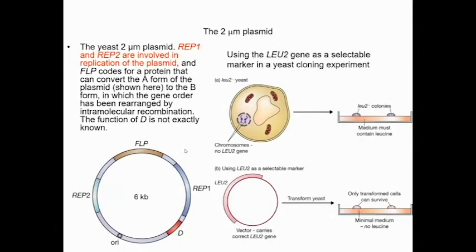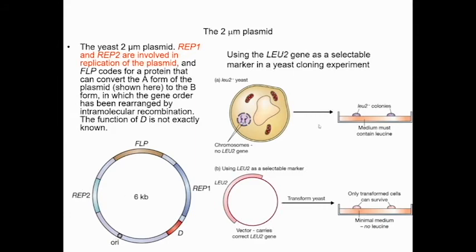So this is the yeast 2 micron plasmid. We have this REP1, REP2, which are involved in the replication of the plasmid. Also, they have an origin of replication as well.